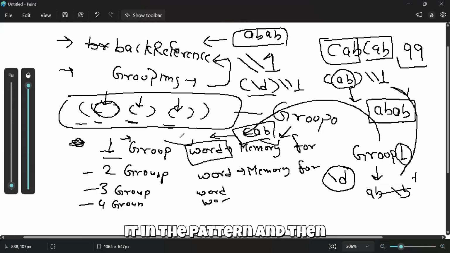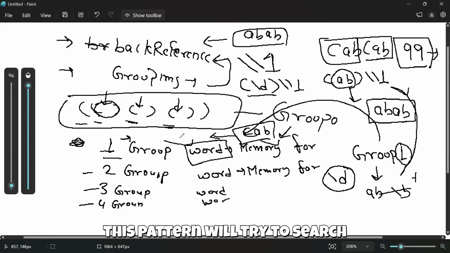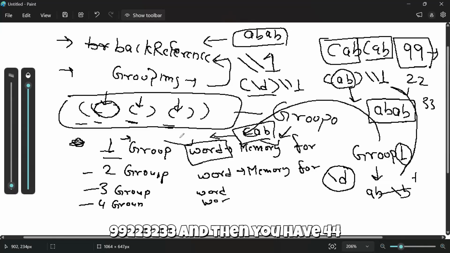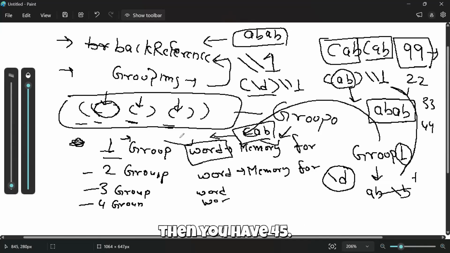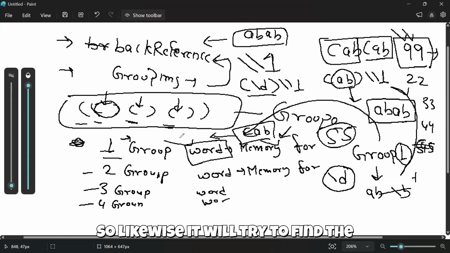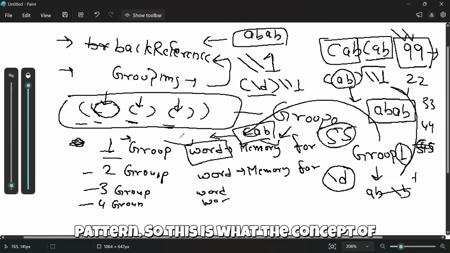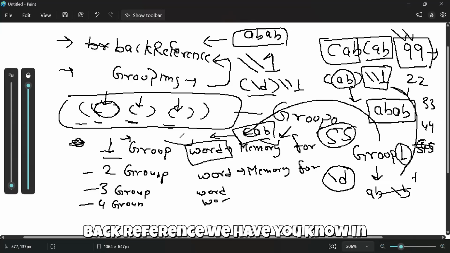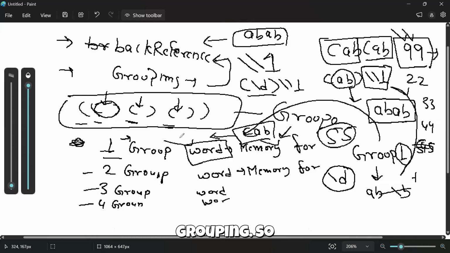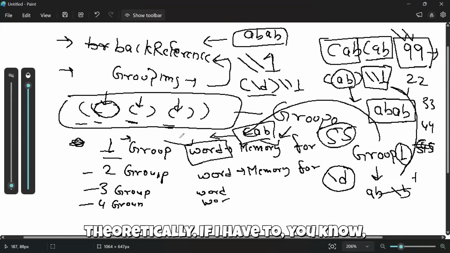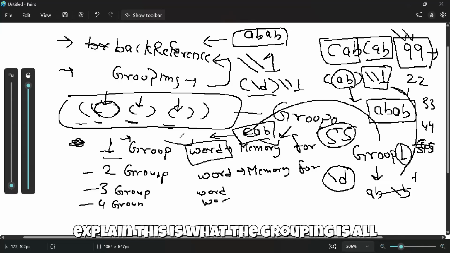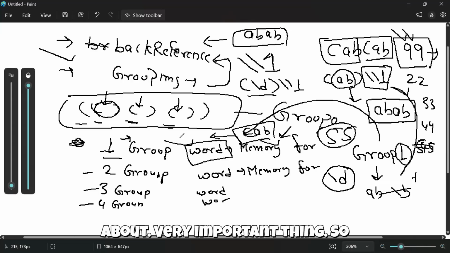And then this pattern will try to search 99, 22, 33, and then you have 44, then 55, right? So likewise, it will try to find the pattern. So this is what the concept of back reference we have in grouping. So theoretically, if I have to explain, this is what the grouping is all about.